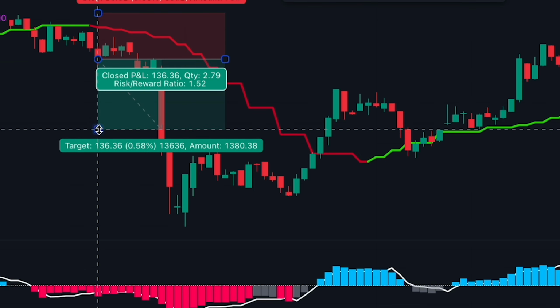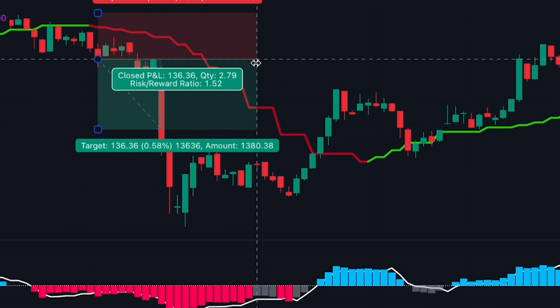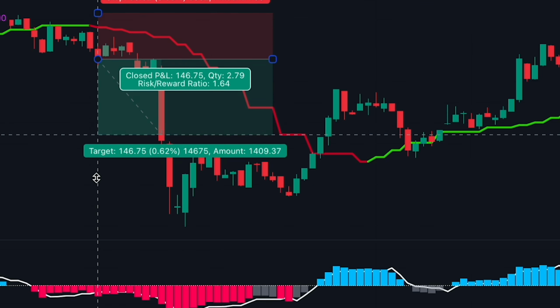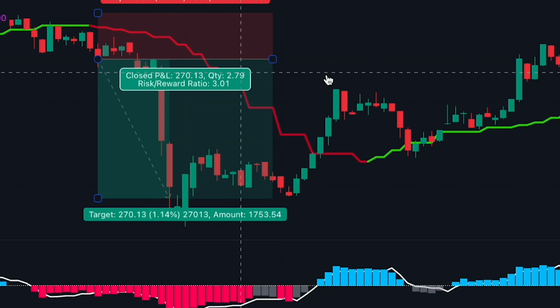We will set the stop loss at the most recent swing high and aim for a 1.5 times risk to reward ratio for the take profit. Let's now watch to see how the trade turns out.